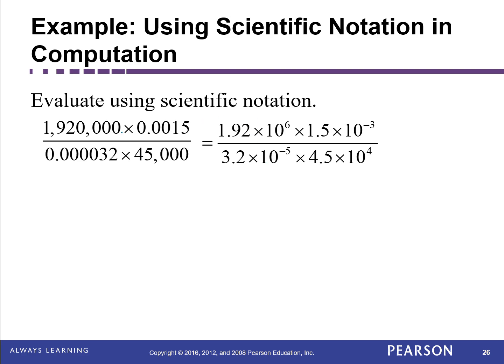Okay. So here I would change this one. 2, 3, 4, 5, 6. I would change this one to 1.92 times 10 to the 6 because I had to move the decimal 6 places. This one I would change to 1, 2, 3. So 1.5 times 10 to the negative third because I had to move it to the right. This one I'm going to have to go 1, 2, 3, 4, 5 places to the right, so it would be 3.2 times 10 to the negative 5. And this one I'd have to go 1, 2, 3, 4. So it would be 4.5 times 10 to the 4th.